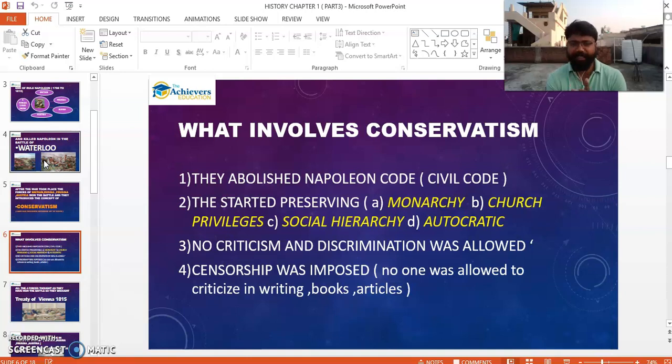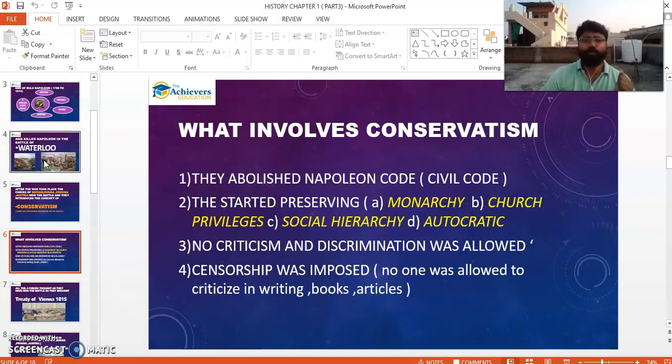Second, they started preserving some things like monarchy. These people brought monarchy back, the rule of kingship again. Again they set up a king, again they brought a monarch. They also brought church privileges. Who is the church? The priest who is there at the place of religious worship. They also brought the churches back, and gave them an unfair advantage of holding power. So this whole thing was also done by them.